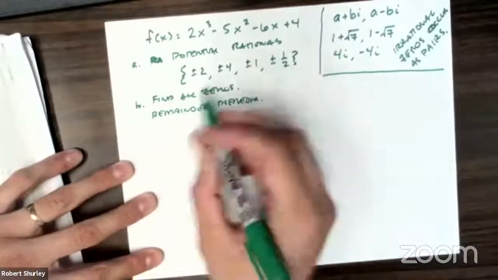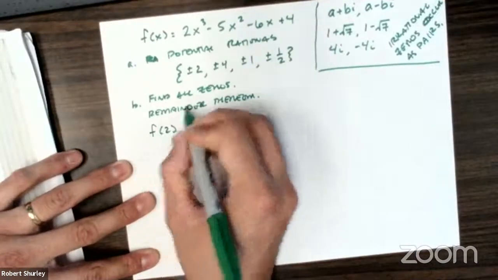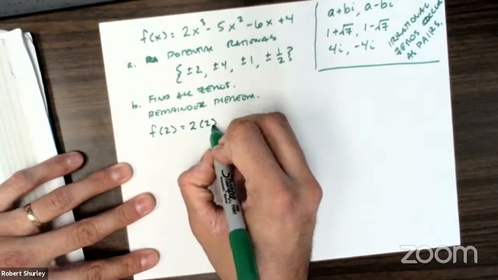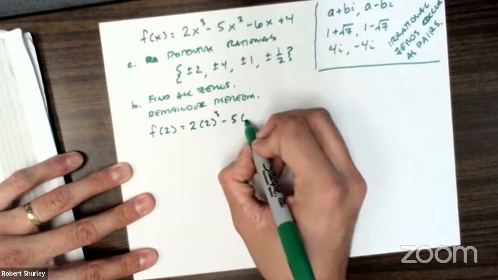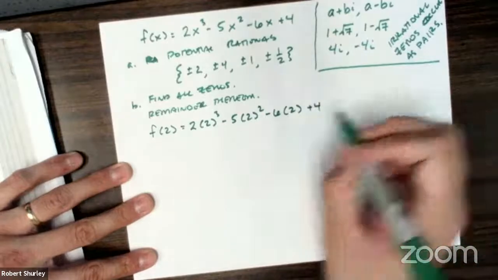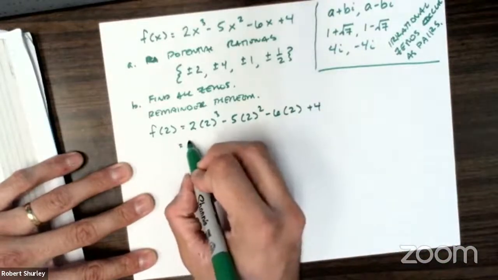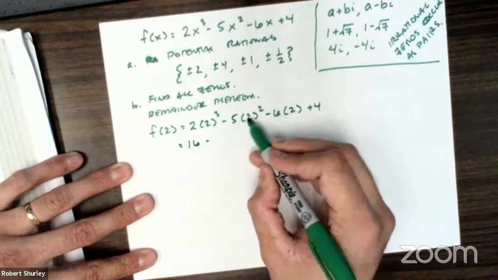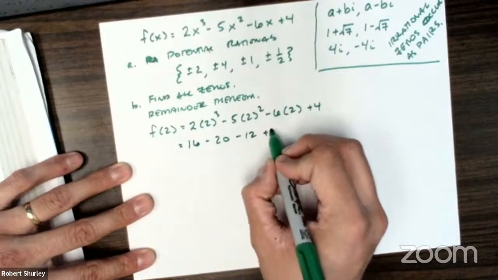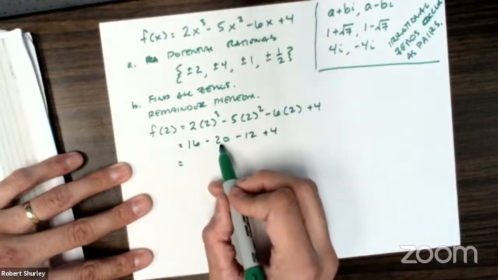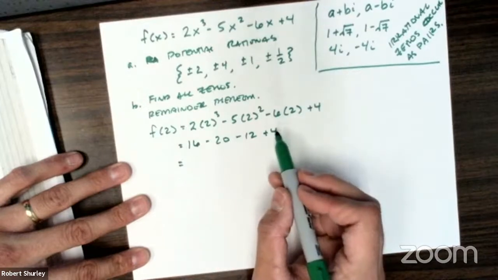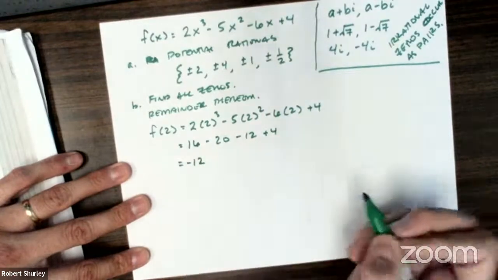I'm going to start plugging these in. I'm going to plug in f of 2. I get 2 times 2 cubed minus 5 times 2 squared minus 6 times 2 plus 4. 2 cubed is 8 times 2, 16. 2 squared is 4 times 5 is 20. Minus 12 plus 4. 16 minus 20 is negative 4, that cancels with that positive 4. So we wind up with negative 12.